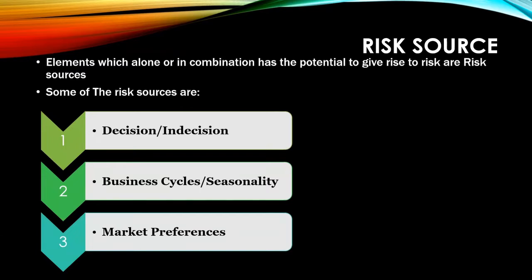Risk sources. Elements which alone or in combinations have the potential to give rise to risk are risk sources. Some of the risk sources are mentioned below. 1. Decision or indecision. 2. Business cycles or seasonality. 3. Market preference. These are a few of the risk sources. Let's see them in detail.